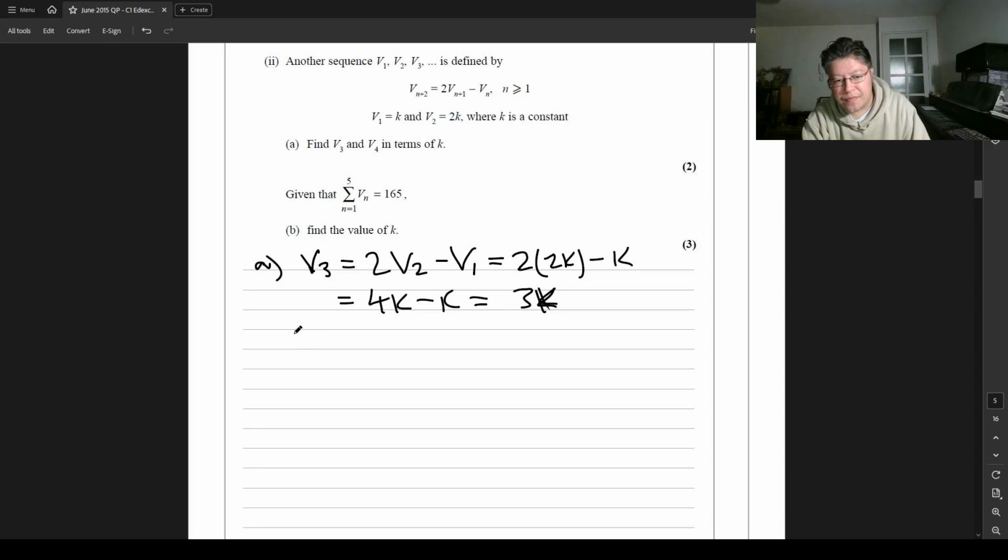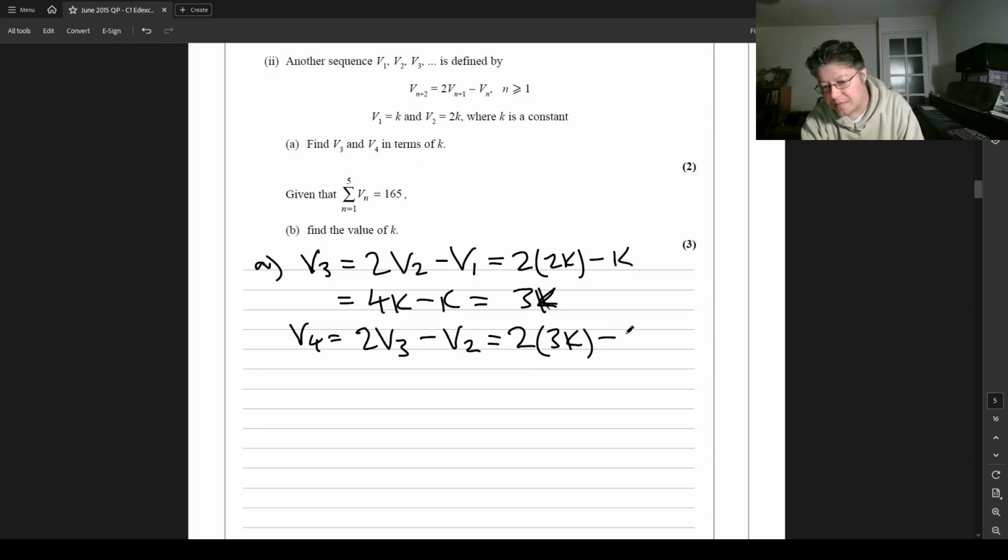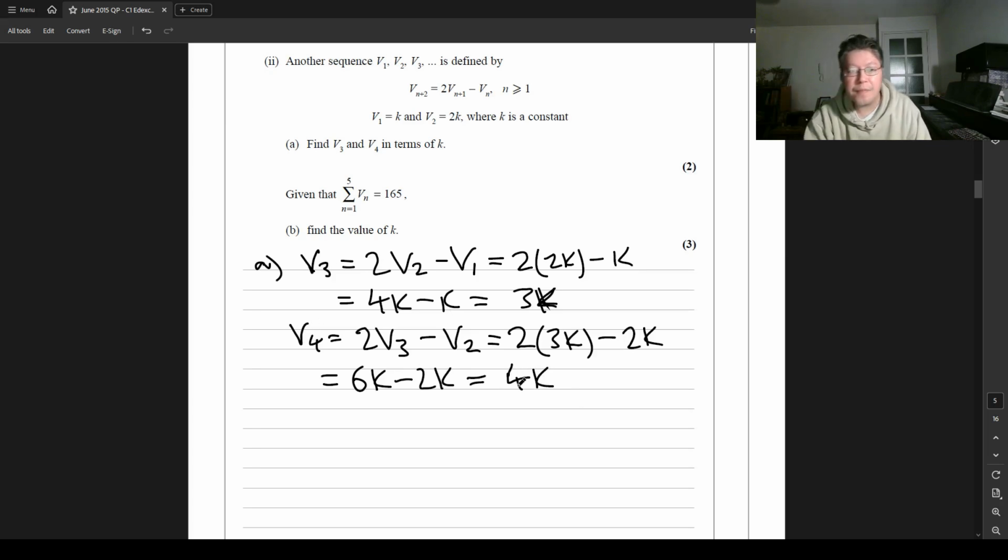And then v4, according to the iteration formula, will be twice v3 minus v2. So if we substitute those in, that's 2 v3. Now v3 is 3k, minus v2, which is 2k. And we'll simplify that. So that's 6k minus 2k. That gives us 4k. So we have v3 is 3k and v4 is 4k.